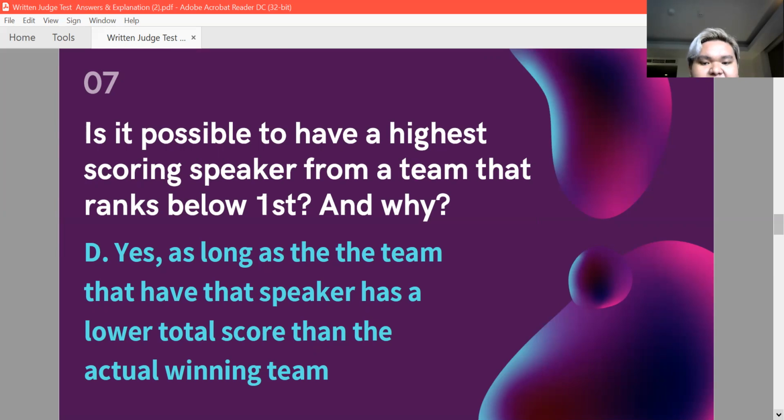That is the reason why some of the detail is lost and also makes them lose the round. It's okay for you to appreciate the speaker by giving them the highest speaker score within that respective round. But still, if you put them as a losing team, their total team score should be lower than the actual team that got first rank or got a higher rank than them.